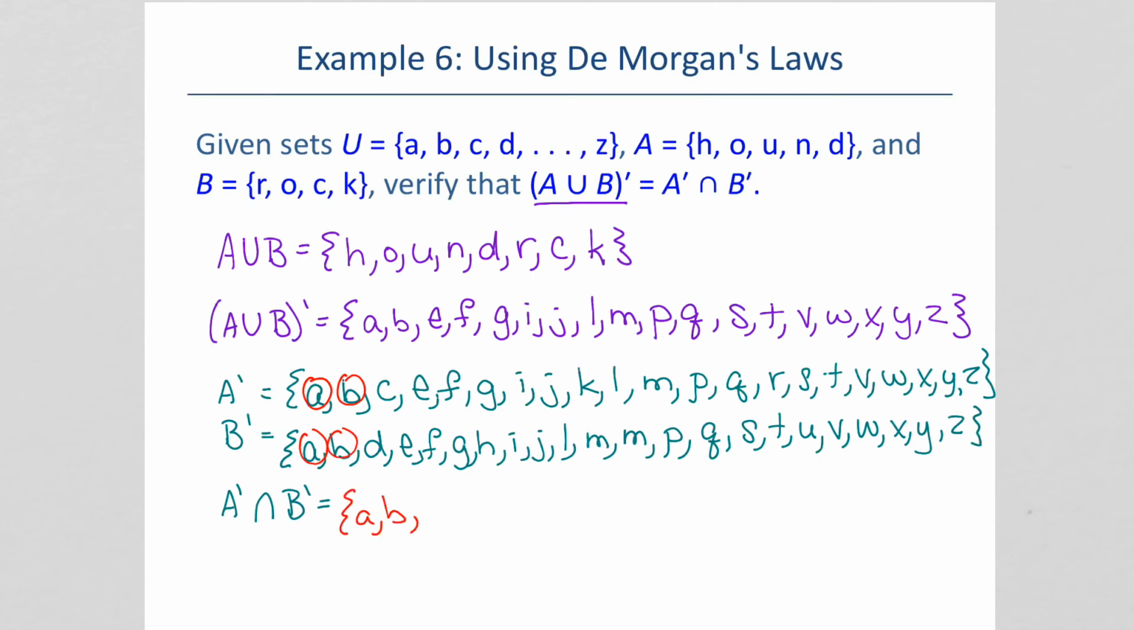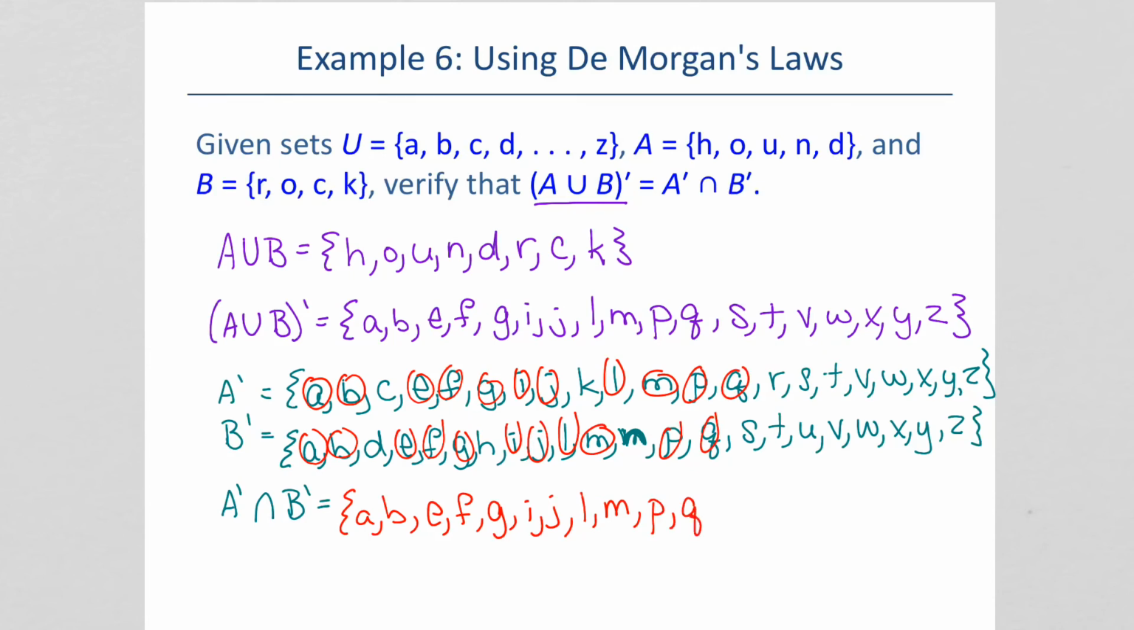A, B, E, F, G, I, J, L, that's supposed to be an N right there. So L and M, P, Q, S, T, V, W, X, Y, Z.